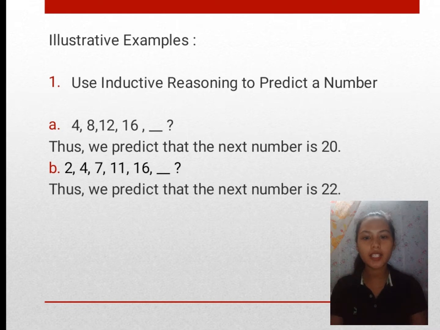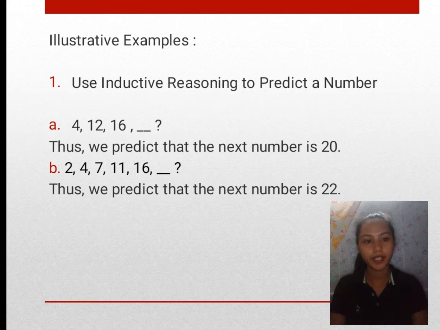Okay? So in the next example or problem, we also need to predict the next number: 2, 4, 7, 11, and 16. The first two numbers differ by 2. The second and the third numbers differ by 3. It appears that the difference between any two numbers is always 1 more than the preceding difference. Since 11 and 16 differ by 5, we predict that the next number in the list will be 6 larger than 16, which is 22.